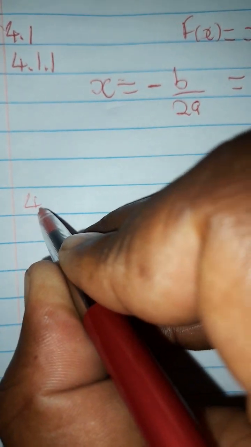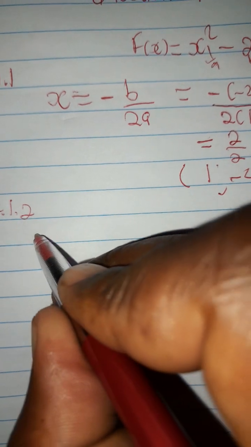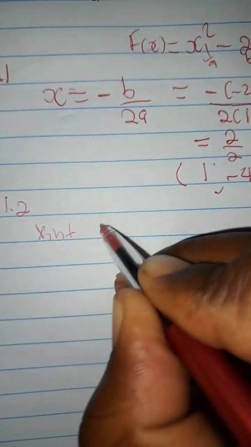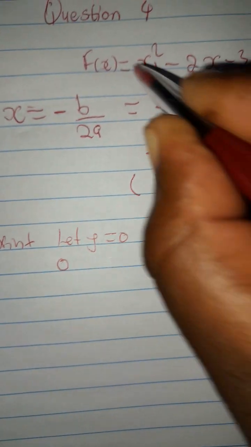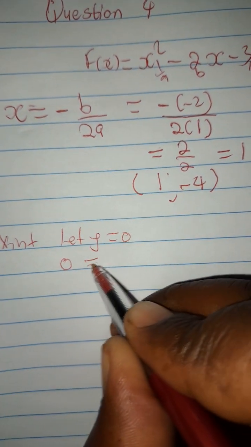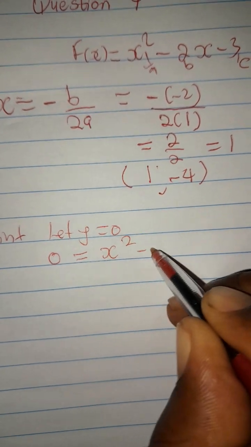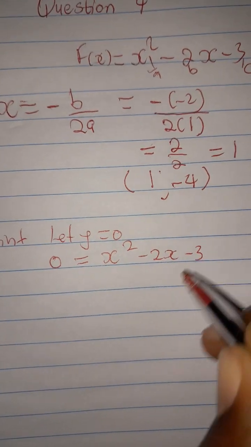We are going to work with 4.1.2. So we are looking for the x-intercepts of this graph. For the x-intercept, you will let y be 0. Meaning that where there is f of x, you will replace it with 0. So we are going to have 0 equals x squared minus 2x minus 3.